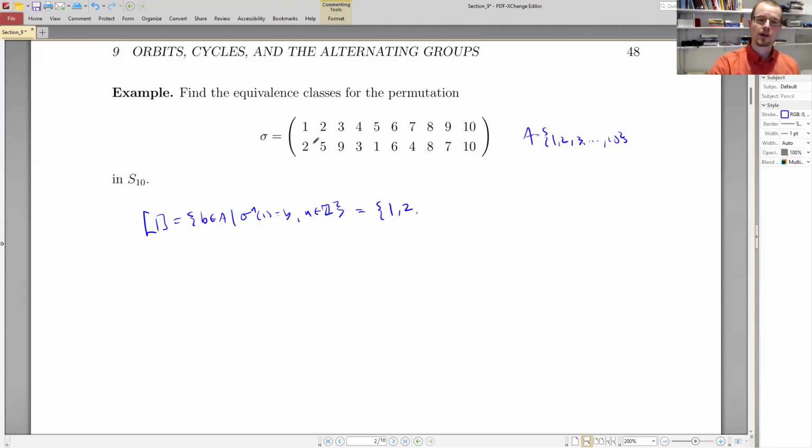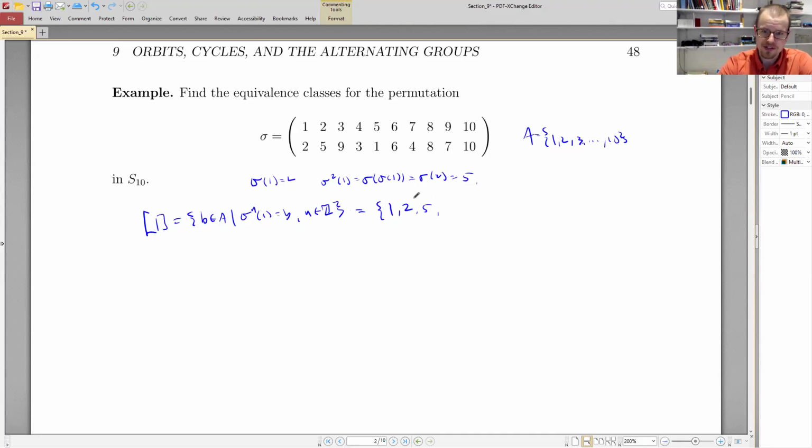Fantastic. Now, when I run sigma again, sigma squared is going to take 1 to 2, and then it's going to take 2 to 5. So sigma to the second power of 1 is sigma of sigma of 1, which is sigma of 2. Sigma of 2 is 5. And we continue on in that fashion.